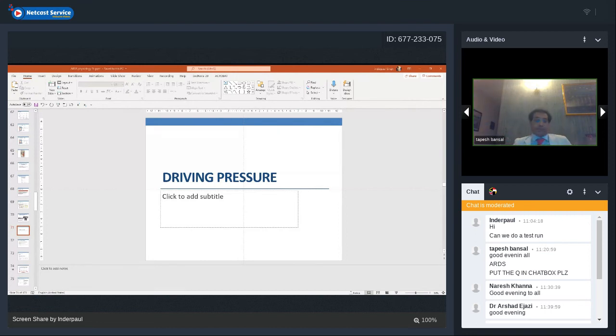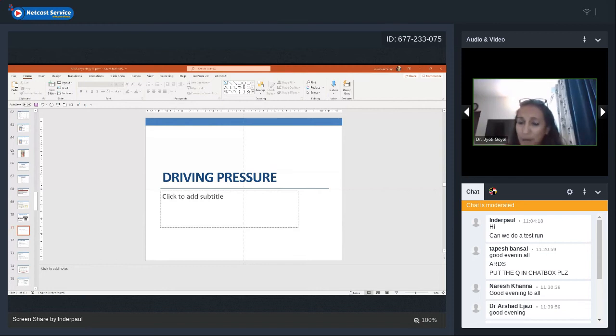Yeah, just one small addition. As Dr. INDERPAUL and Dr. TAPESH have already said, transpulmonary pressure is the pressure which determines the lung trauma or ventilator-induced lung injury, and your plateau pressure, which is the most important pressure while setting up the ventilator, is the surrogate of transpulmonary pressure and is the marker for ventilator-induced lung injury. So this is a surrogate pressure. This is an indirect pressure.